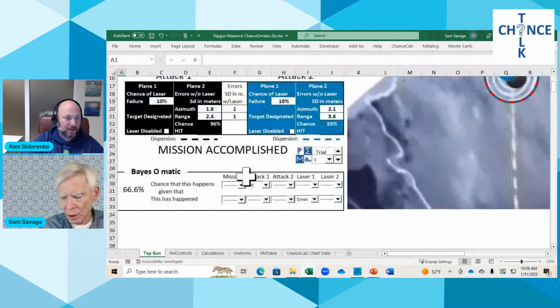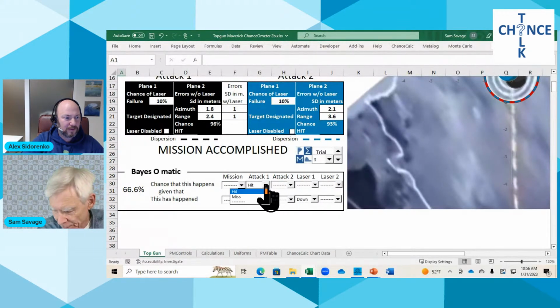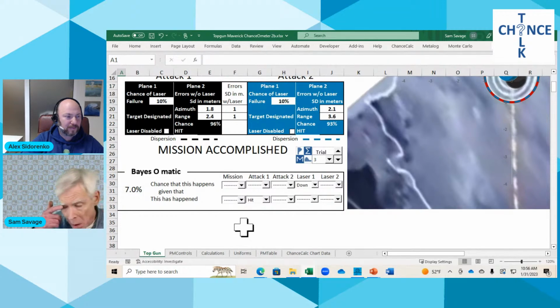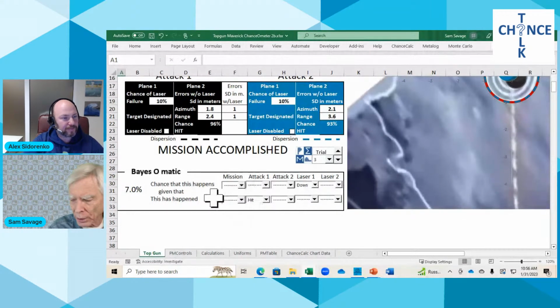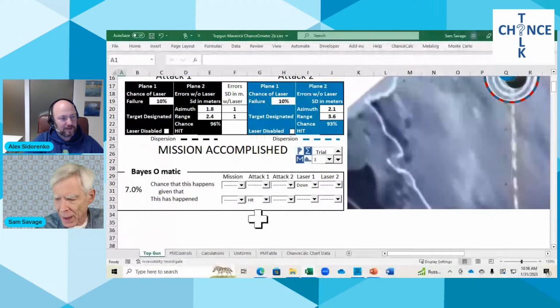But now what's interesting is, given that laser 1 was down, what's the chance that you hit target 1? And that's 7%. And again, that's because laser 1 going down is a rare event to begin with, right? So anyway, that's it for today.